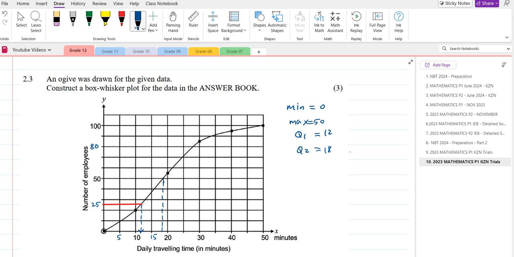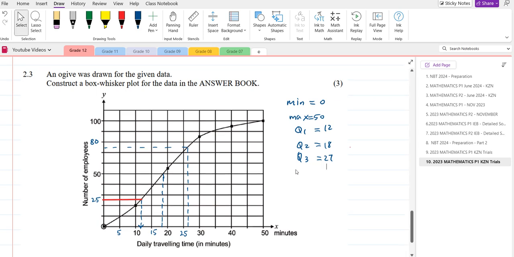And 75 is somewhere around here. So I'm reading off this value. Let's see what I can take here. I know I have 25 here, so I will take 26 or 27. Let me just take 27. Q3 is 27. So now I've got my 5-number summary.